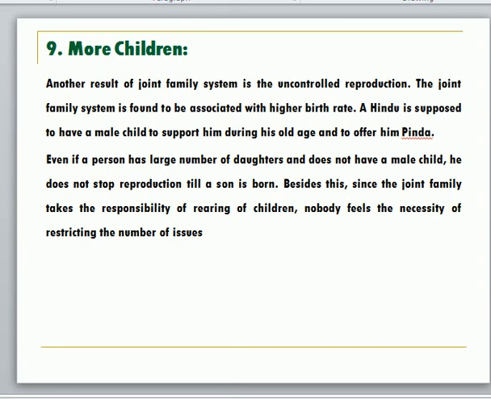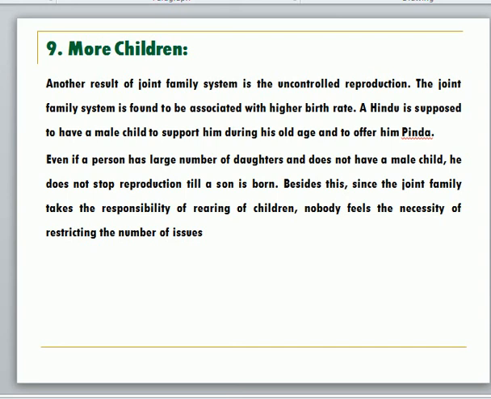Besides this, since the joint family takes the responsibility of rearing children, nobody feels the necessity of restricting the number of issue. Mostly we are giving the example of Indian society. You might have heard, or seen, or visited India, or watched in a movie that many Indian families along with their children are living alongside the footpaths in open places because of not having their own houses. So why is it? It's because of overpopulation and disorganization of the system there.